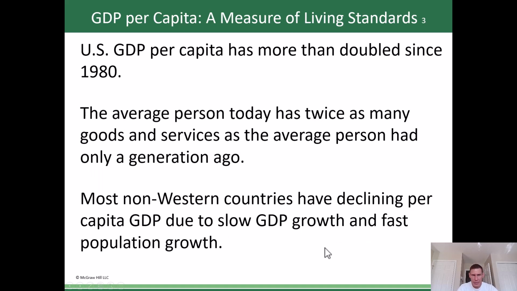So US GDP per capita, interestingly, more than doubled since 1980. So the average person nowadays, think about this, has twice as many goods and services as the average person had only a generation ago. So it kind of speaks to how much the economy has grown. Now, most non-Western countries actually have declining GDP per capita due to slow GDP growth and fast population growth.